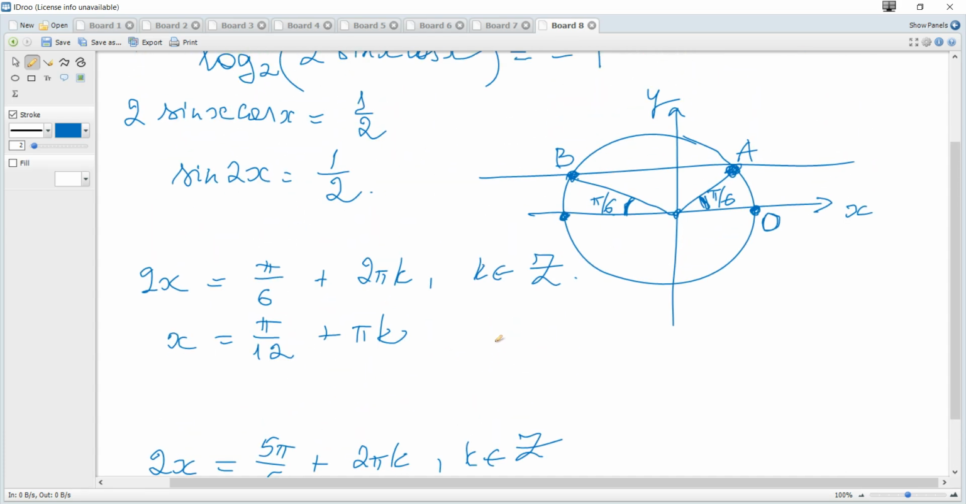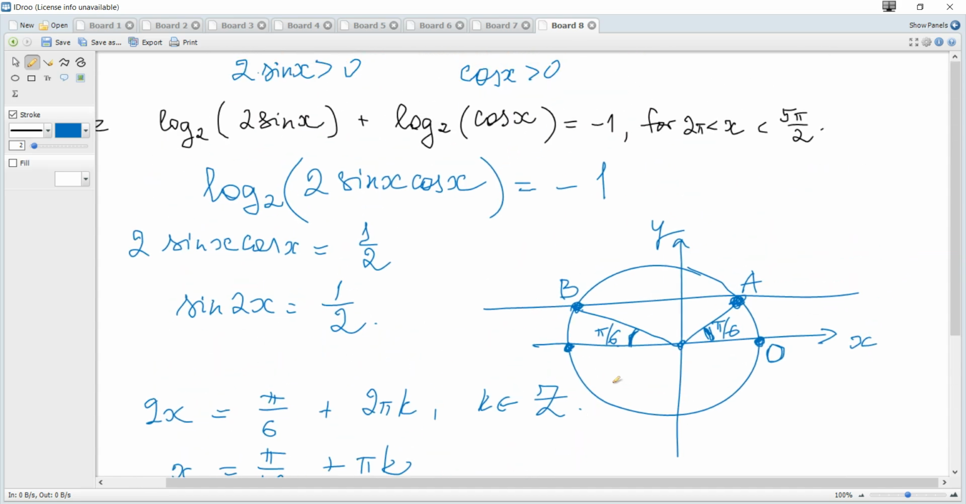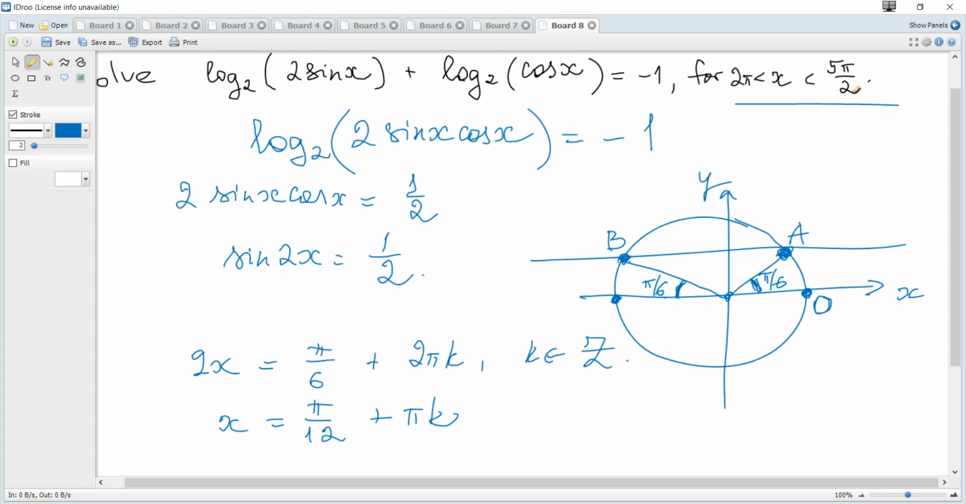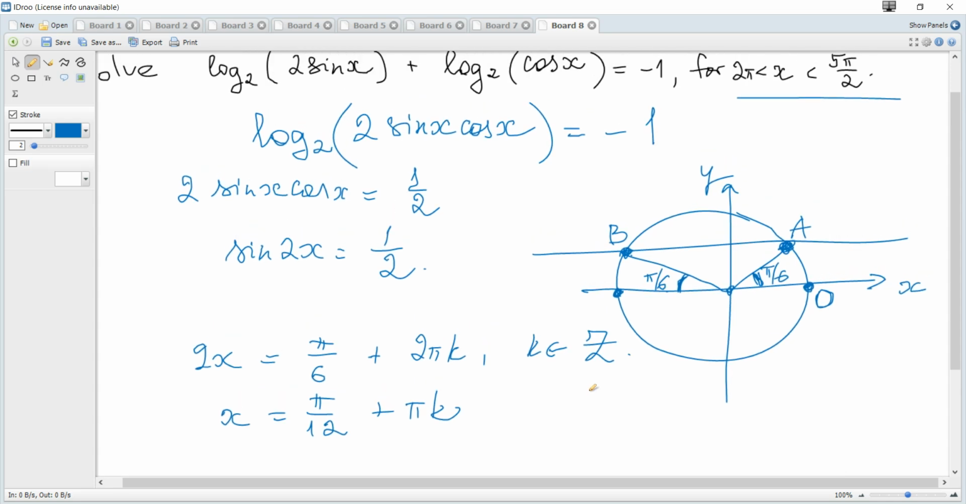And now we consider values of k, 0, 1, 2, 3, and so on, -1, -2, and so on, because k are integers, to get x to be in the required region from 2 pi to 2.5 pi actually. And you can see that when k is 0, it's pi over 12. It's not greater than 2 pi. Definitely it's not a solution. And definitely we don't need k to be negative, because we will get x also negative, and we don't need negative x values.